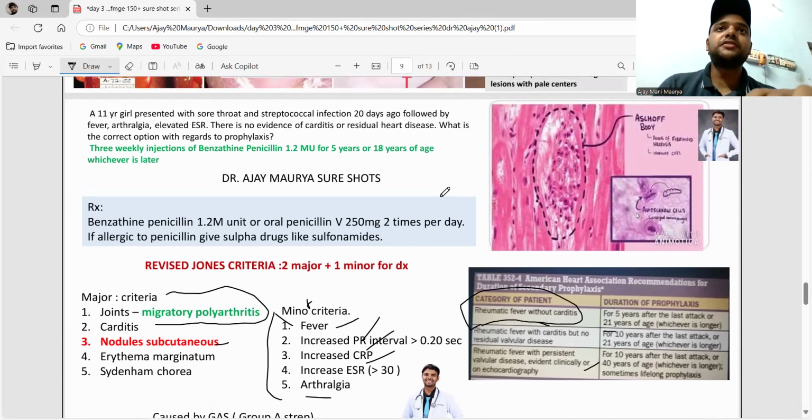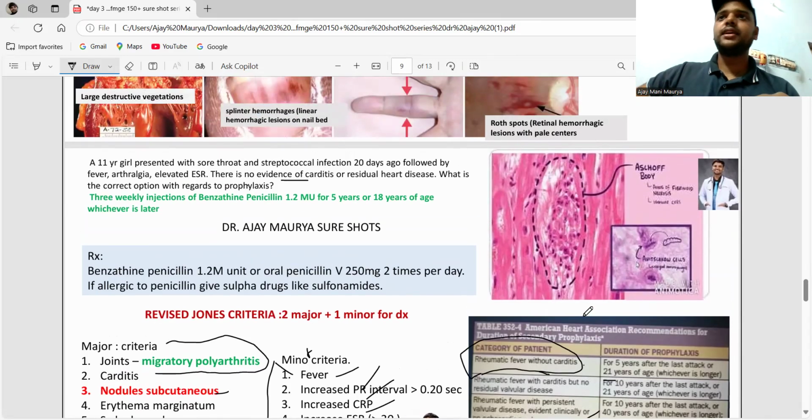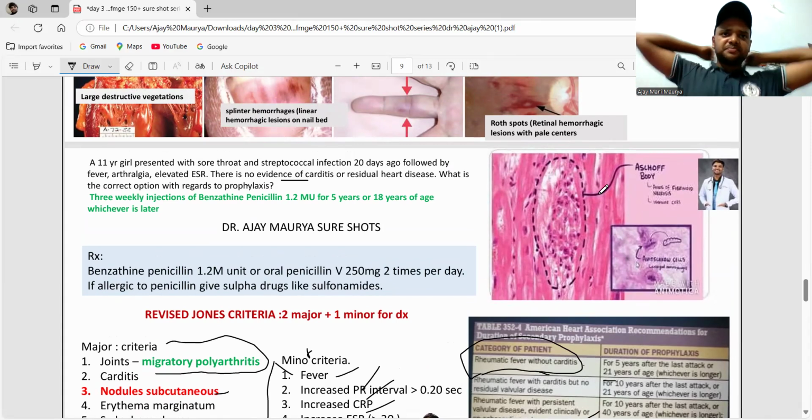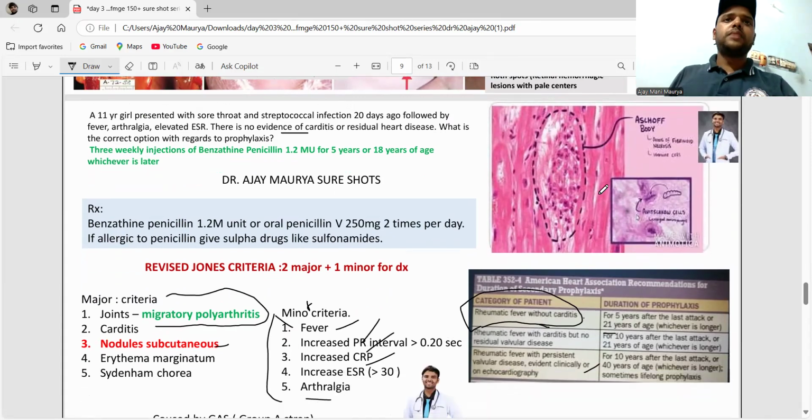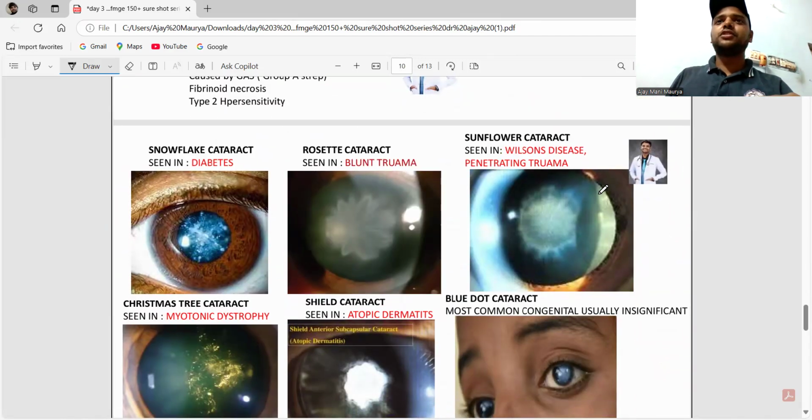If the question asks this, and there is no carditis, then the answer is 5 years. Done. This is how you have to mark the answers. We'll see Aschoff bodies in rheumatic fever. Okay, done. I think everyone knows about this one.